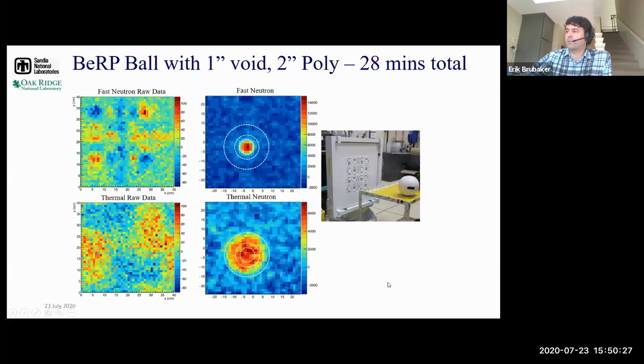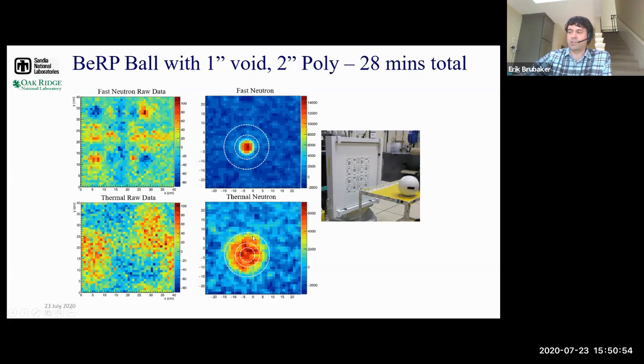I'll go fairly quickly through the rest of these. They're all variations on the same theme, but shorter measurements with lower statistics. In this case, we've got the Burke ball, a 1-inch void, and then 2 inches of poly. Again, in all these cases, what we're looking for is that in the fast neutrons, we see the SNM itself. We see where the plutonium is emitting, whereas for the thermal neutron image, we see the whole moderator.